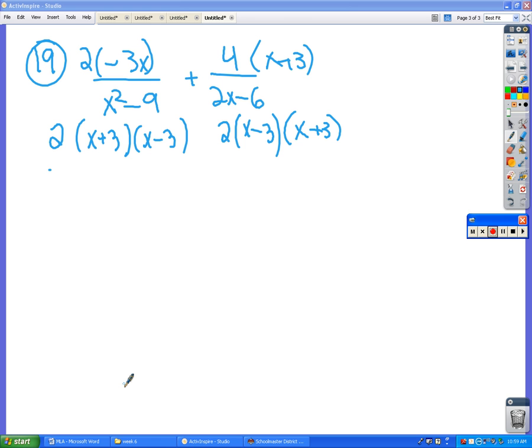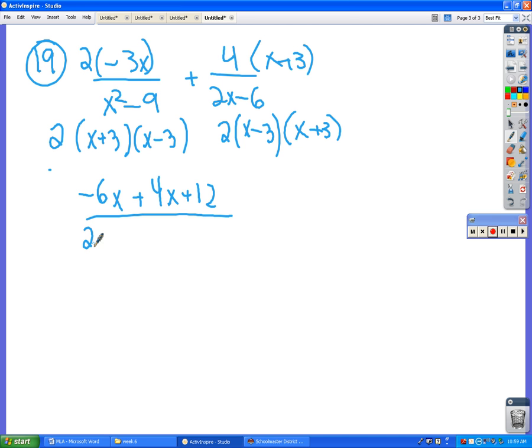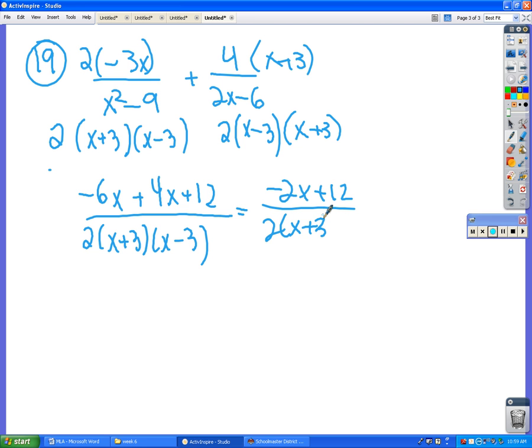All right, so we got the common denominator, so now we just distribute on top, right? So 2 times negative 3x is negative 6x. Plus 4x plus 12. And then on the bottom we have 2 times x plus 3 times x minus 3. So that combines to negative 2x plus 12 over blah, blah, blah. Can I factor anything out of the top? Yes, I can factor out a negative 2. So that's going to leave me with x minus 6.